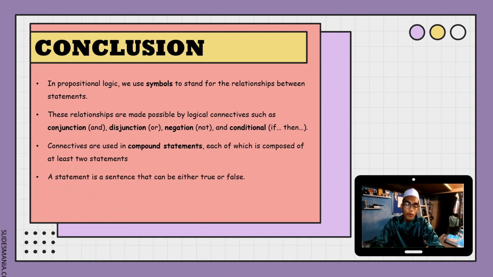So, from this topic, we can conclude that in propositional logic, we use symbols to stand for the relationships between statements. These relationships are made possible by logical connectives such as conjunction and, disjunction or, negation not, and conditional if then. Connectives are used in compound statements, each of which is a compound of at least two statements. A statement is a sentence that can be either true or false.